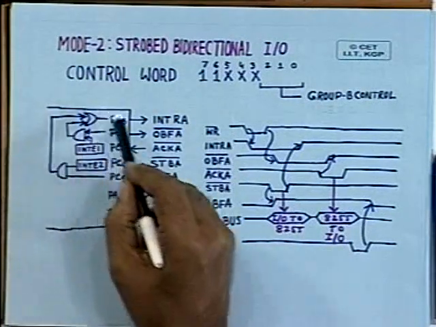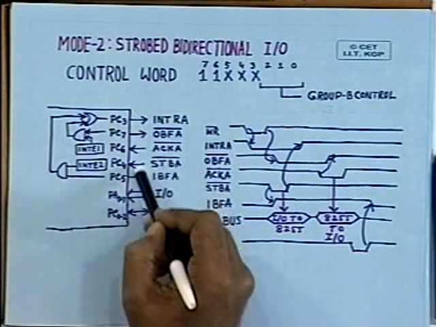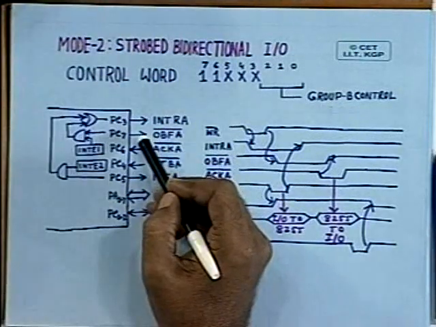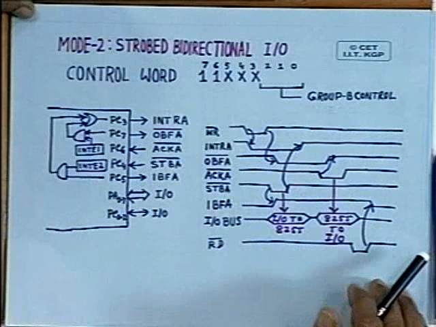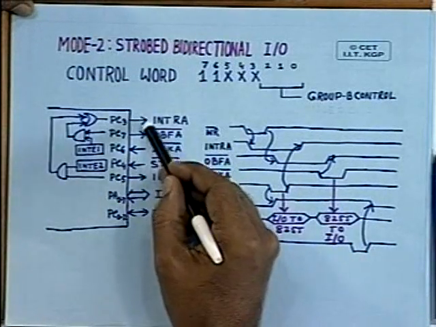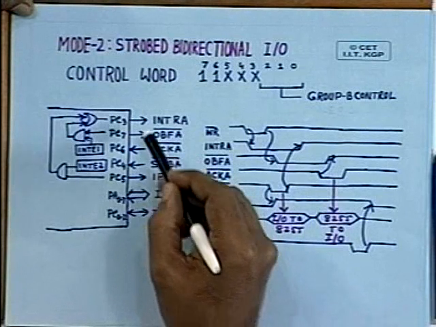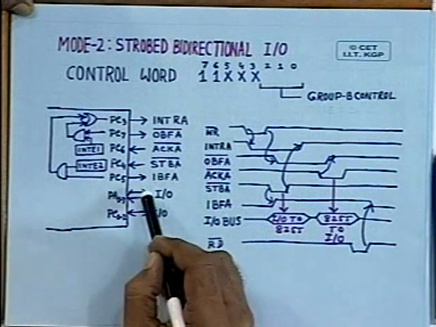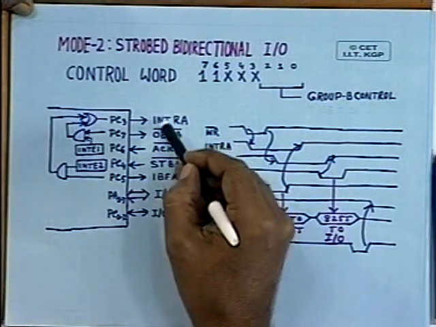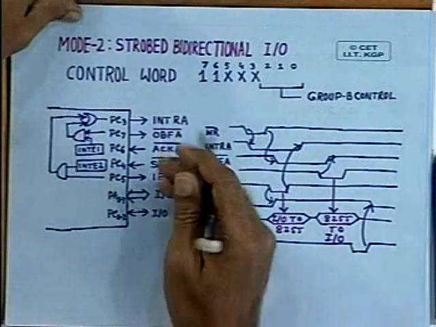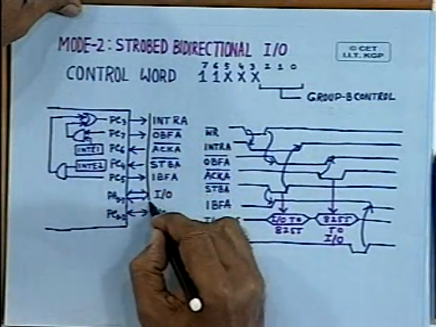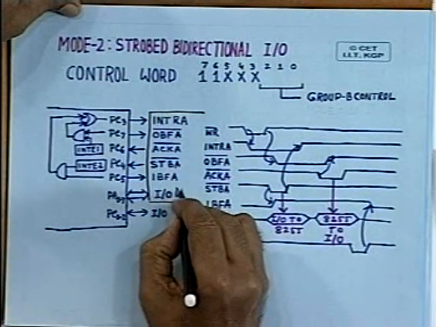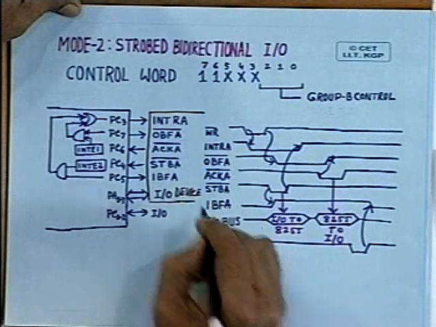Here only port A, along with various handshaking signals necessary for bidirectional data transfer, are shown. So these are the various handshaking signals necessary for data transfer in both directions. And here the I/O bus is shown. That means all the lines are connected to the I/O device. That means these are part of the I/O device. So the I/O device is connected here.